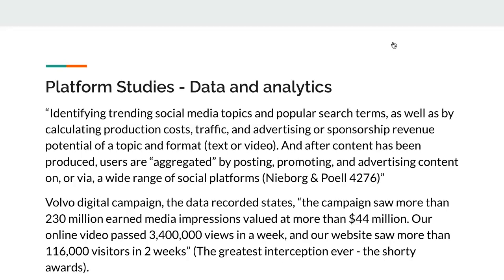So, spoiler alert, with the users affected by the Volvo contest, the engagement Volvo received made their analytics skyrocket. For the Volvo digital campaign, the data recorded states the campaign saw more than 230 million earned media impressions, valued at more than $44 million. Their online video passed 3.4 million views in 1 week, and their website saw more than 116,000 visitors in 2 weeks.